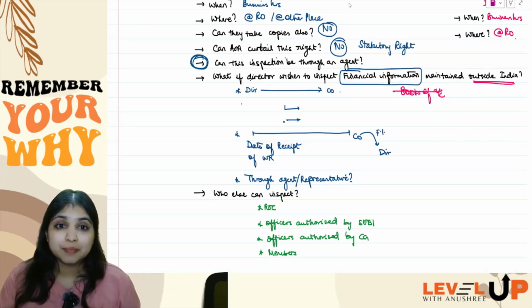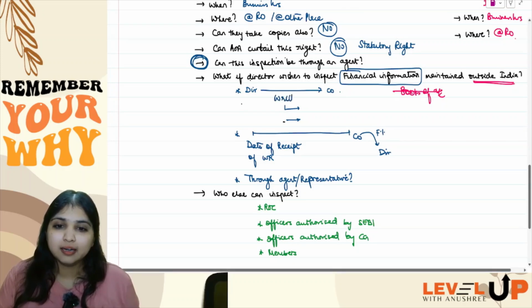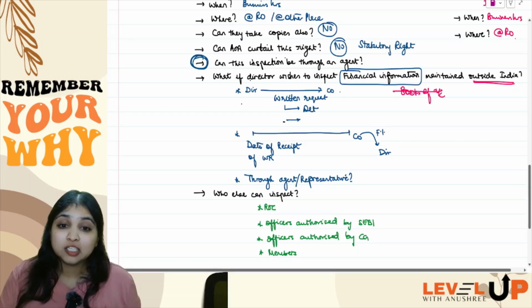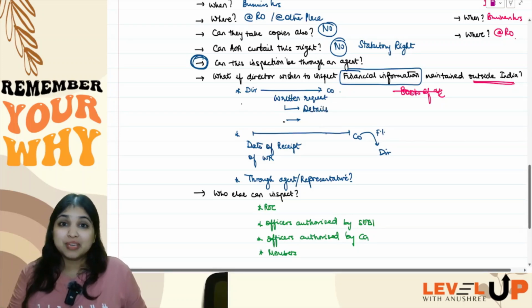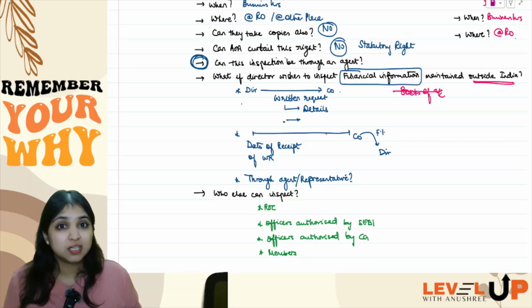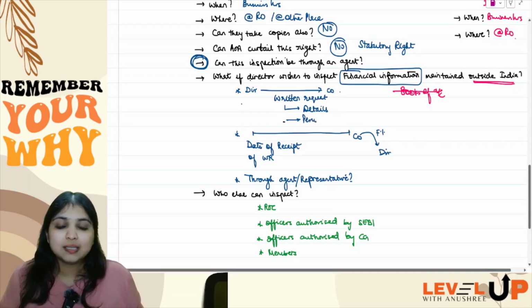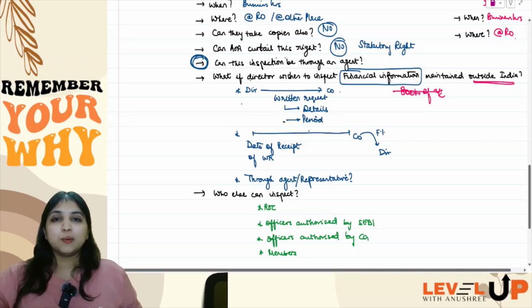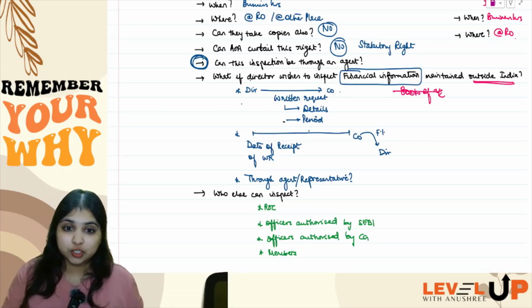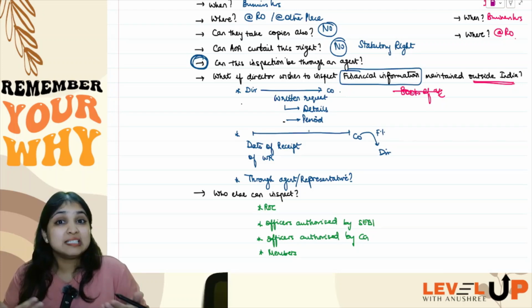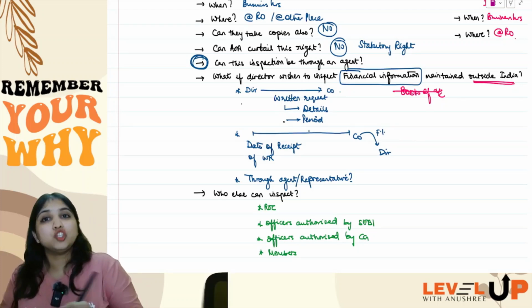The director will simply give to the company a written request. In that written request, he will tell the company the details of the information that he wants. Like in my example, he will tell the company, I want details about this transaction that we had with Tesla. And the director will also mention the period for which he wants these details. Like this transaction happened in financial year 21-22, that transaction details I want. So the director will send a written request telling the company what details he needs and which year those details belong to.